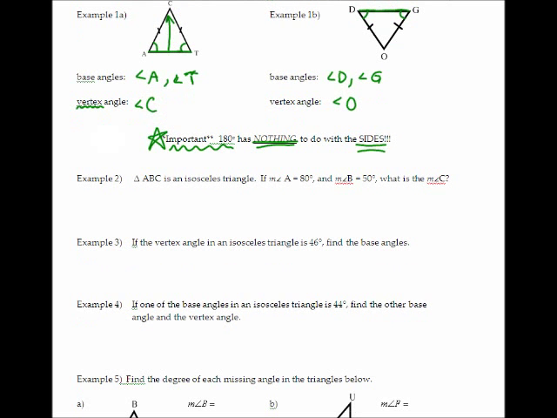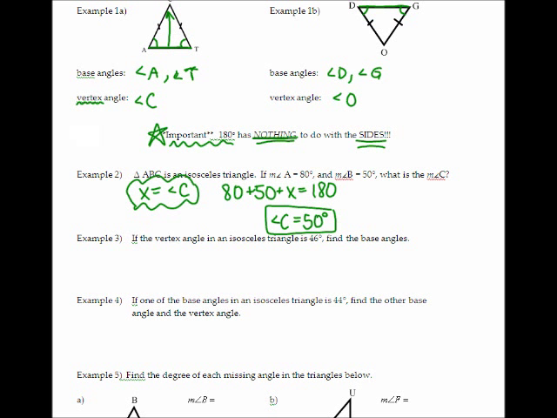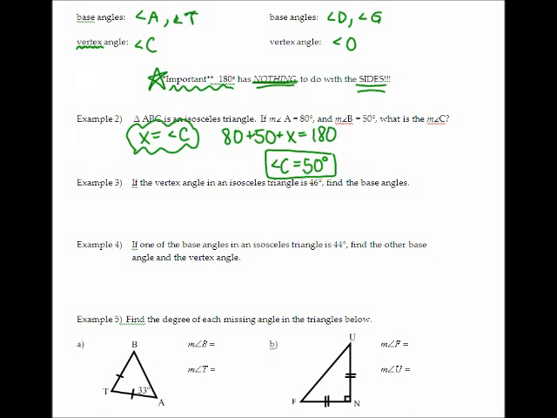ABC is isosceles. If the measure of A is 80 and B is 50, what is the measure of angle C? For this one I don't even need to know that it's isosceles, because the sum of the three angles of a triangle is 180, so 80 plus 50 plus x equals 180. Simplify, solve. You should get angle C is 50 degrees. You could have done that in your head, I know, but this is important algebra that some of you need to practice.